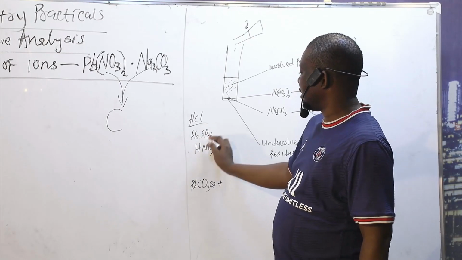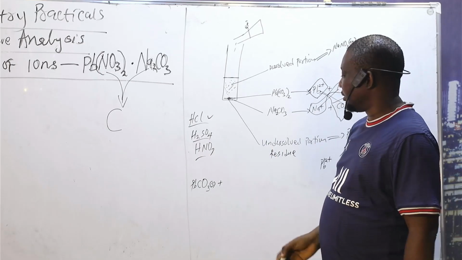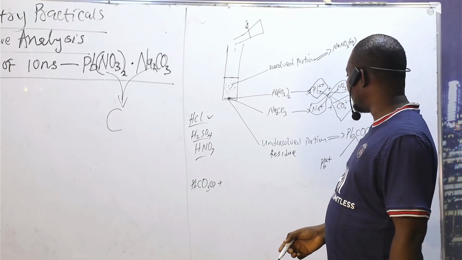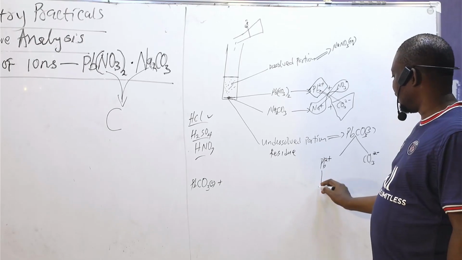You have to choose which acid will dissolve this lead carbonate. Let's start with HCl. Can HCl dissolve lead carbonate? Actually, it can't dissolve lead carbonate. Let's see why it can't.